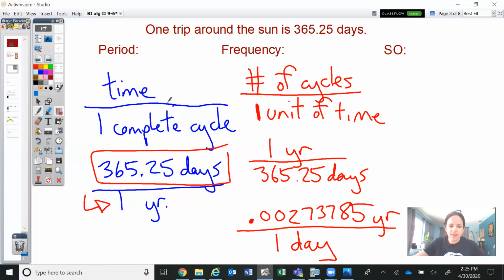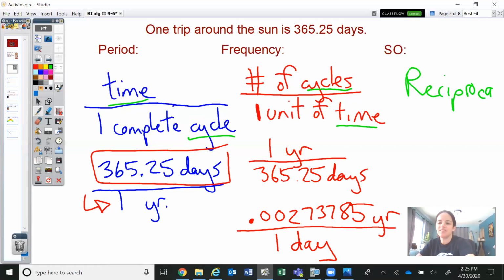And so how are period and frequency related, you ask? I'm so glad you asked. Period and frequency, if we look at this, this is time per cycle, and this is cycles per time. So how are they related? They're reciprocals. Period and frequency are reciprocals of each other. That tells us a lot about then how we can work with frequency in story problems as well.